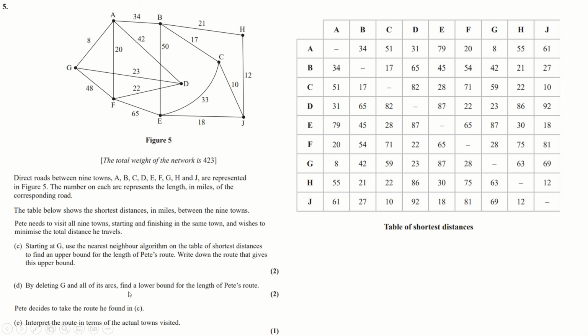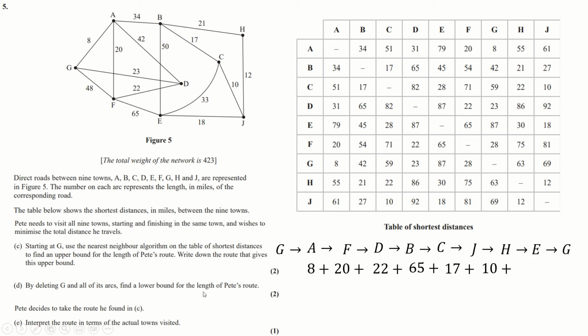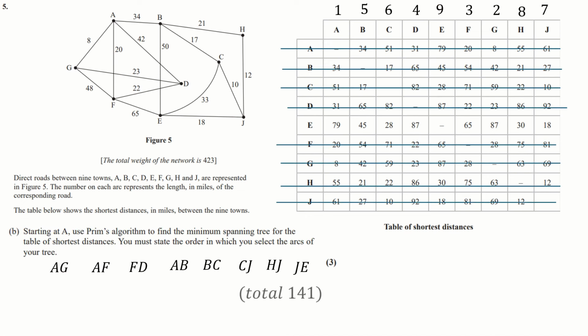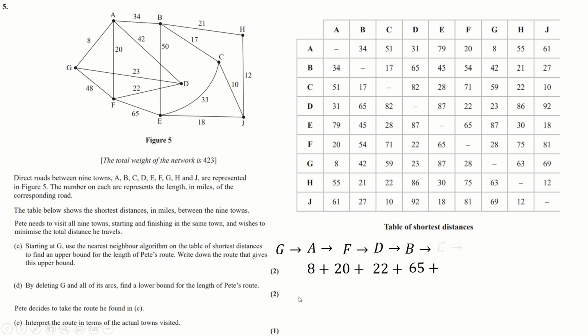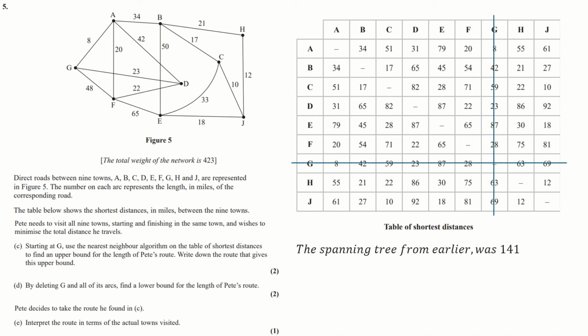Now it says by deleting G and all of its arcs. And this is why I found this total of 141 back here, because this is a spanning tree that includes all of them, the minimum spanning tree. So if we just delete G, all we'll end up doing is taking away this 8 that takes us to G. All of the others will still be there. So if we just do 141 take away 8, we're going to end up with a minimum spanning tree that doesn't involve G. And now to find a lower bound for the entire route, let's just add in the two smallest ways to get to G, and that's 8 and 23, and we'll end up with 164 as a lower bound for this.